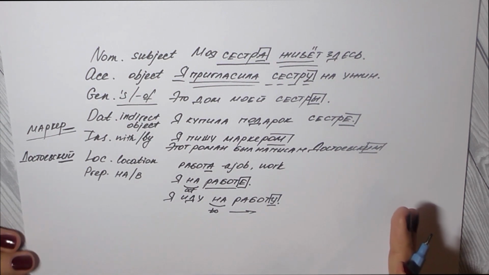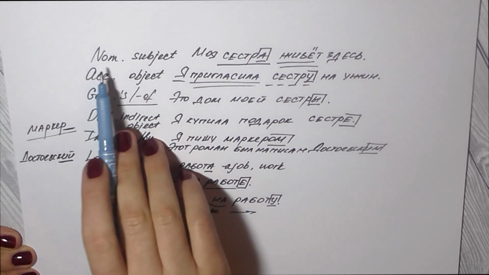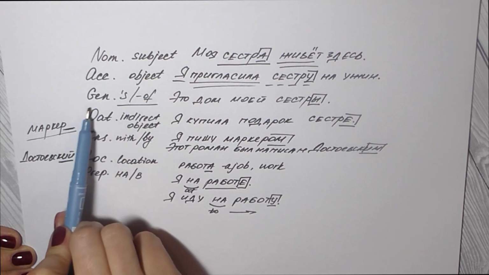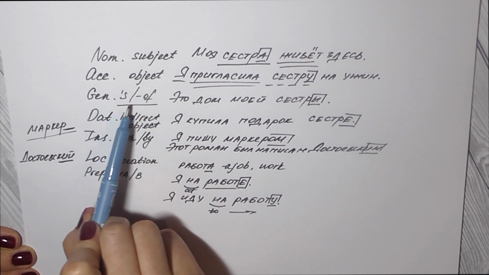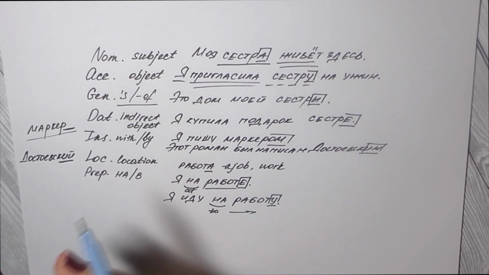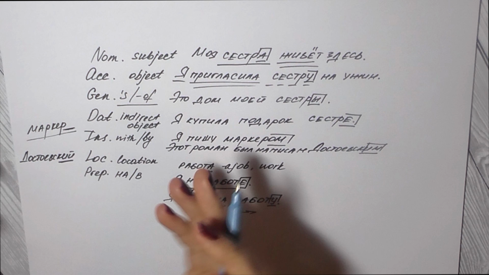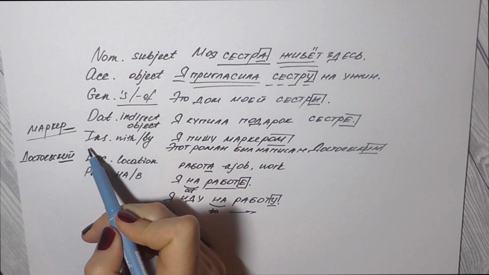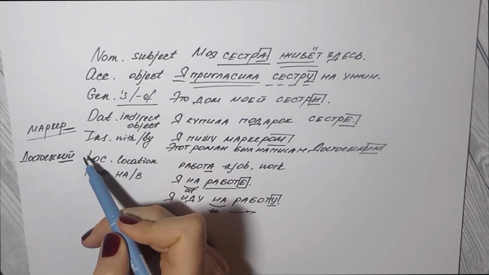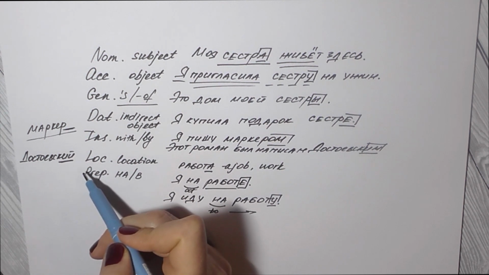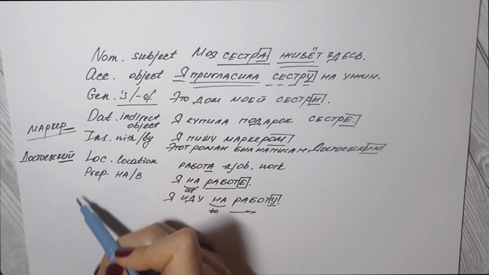Let's just quickly recap what we have learned. We have six cases in Russian. They are the nominative case for the subject of the sentence, accusative for the object, genitive corresponding to 's or "of" phrases in English, dative saying to whom, for whom, to what, for what we are doing something, the indirect object. Also we have instrumental to show the means through the help of which we do something, and the locative case denoting the location of something.